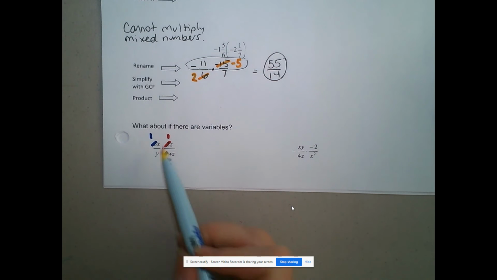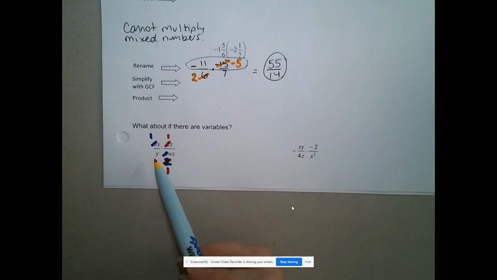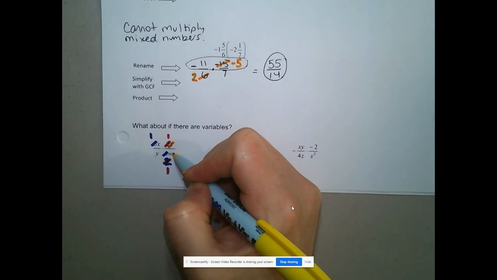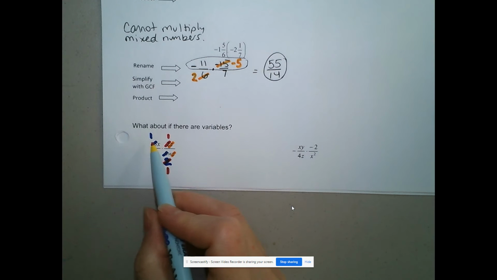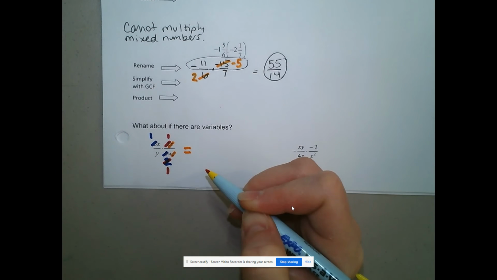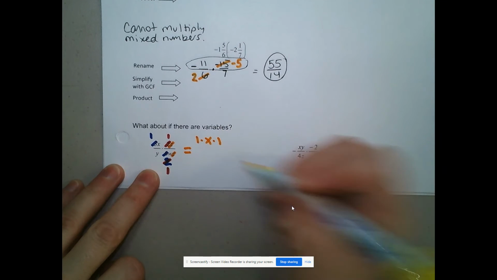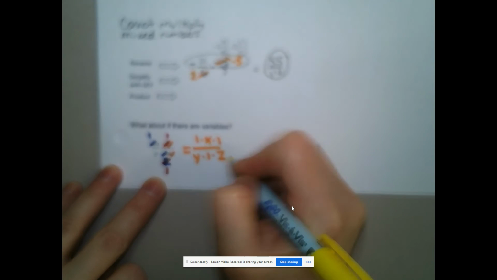I also have an x in the numerator, but no x's in the denominator, so I'm going to leave it alone. I have a z in the numerator and a z in the denominator, so I'm going to cancel those both out. I have a w and a y in the denominator, but nothing matching in the numerator. So all I have to do now is multiply everything left in the numerator. So I've got a 1, I've got an x, and I've got another 1. In the denominator, I've got a y, I've got a 1, and I've got a z.